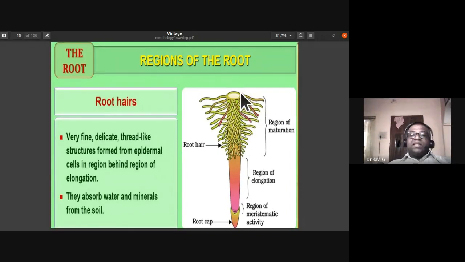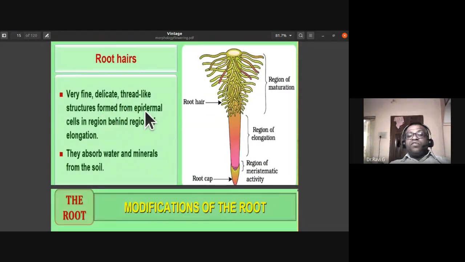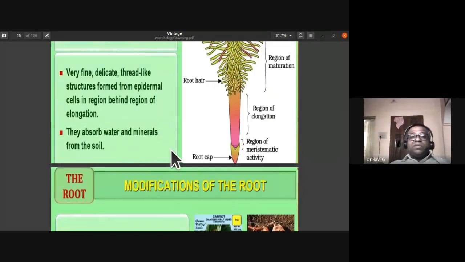Root hairs are very fine, delicate thread-like structures which are formed from the epidermal cells. A single epidermal cell gives rise to a root hair. They are unicellular root hairs. So the epidermal cells give rise to the fine, delicate thread-like structures called root hairs. They absorb water and minerals from the soil. The root hairs absorb water and minerals from the soil. That is the activity of the root that you should remember.